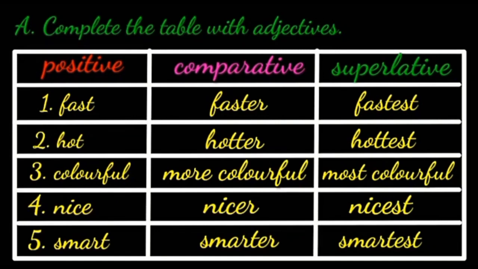Now second one, children, hot, hotter, hottest. Then third one, colorful, more colorful, most colorful. Fourth one, nice, nicer, nicest. Then fifth one, smart, smarter, smartest.